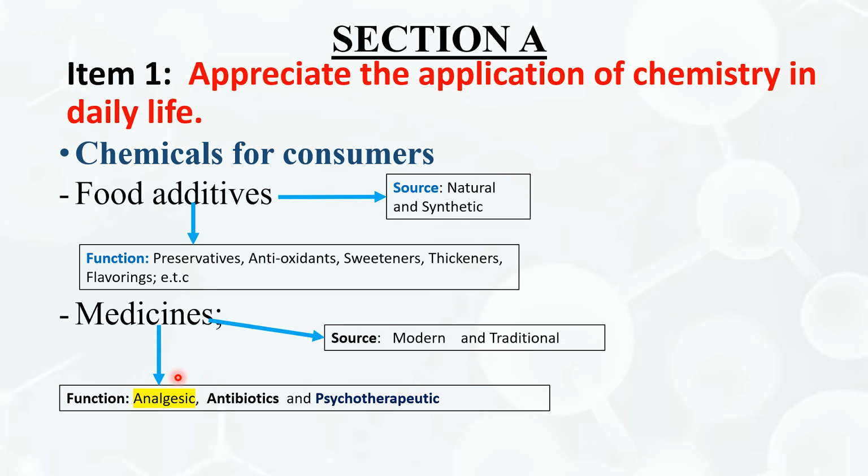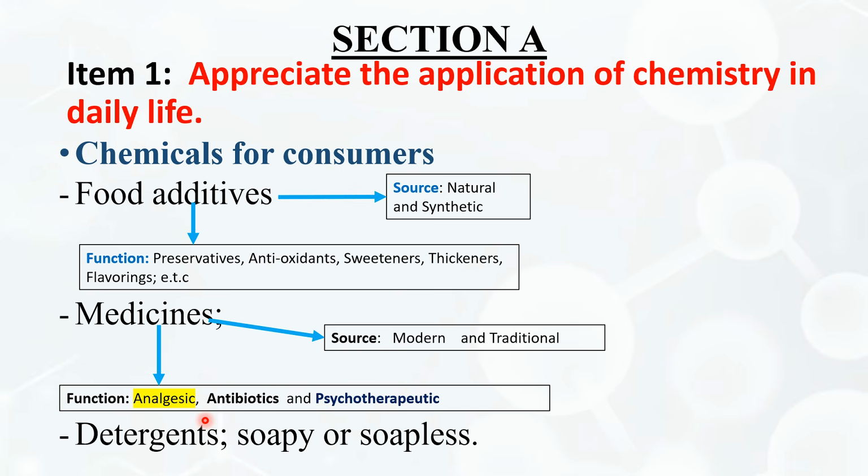And these analgesic medicines, which are painkillers, can also be modern or traditional. As I said, we shall be looking at each subtopic. We shall see a question under food additives, a question under medicines, and then we have detergents. Detergents are another subtopic under chemicals for consumers.